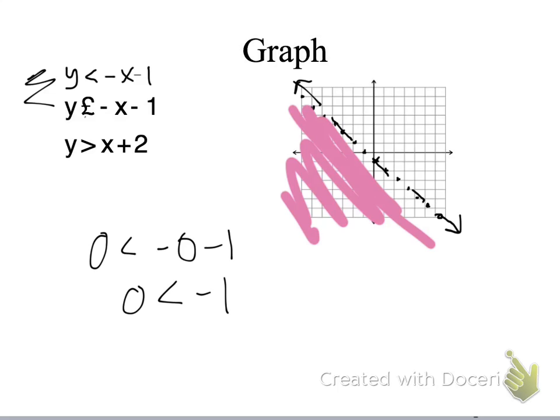Okay, the next one. I start at 2. I go up 1, over 1. Up 1, over 1. Up 1 to the right 1. Or I could go down 1 to the left 1.